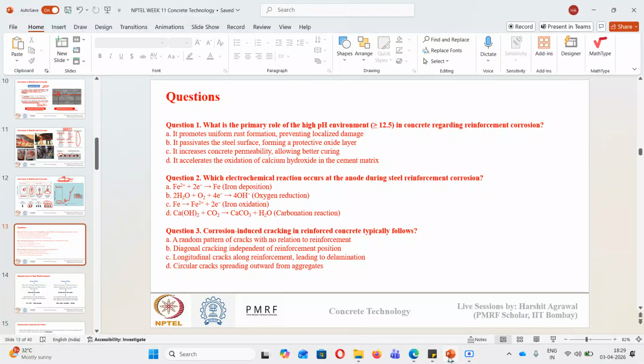The first question says, what is the primary role of high pH environment in concrete regarding reinforcement corrosion? Can anyone tell me? We know in concrete there is high alkalinity due to NaOH, KOH, and calcium hydroxide. So how does this alkalinity play a role against reinforcement corrosion?